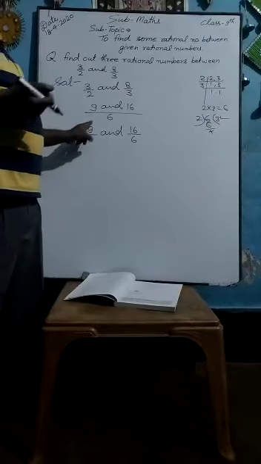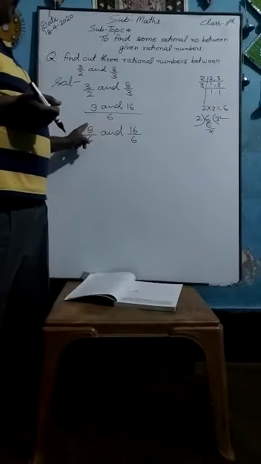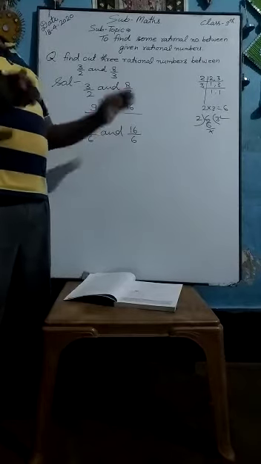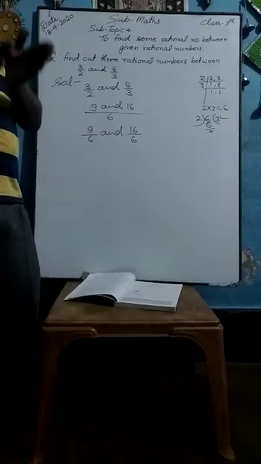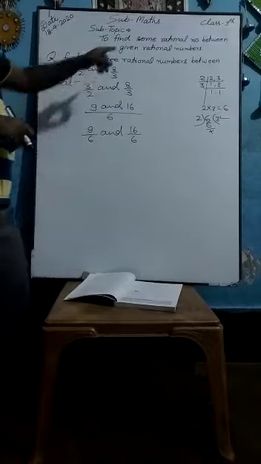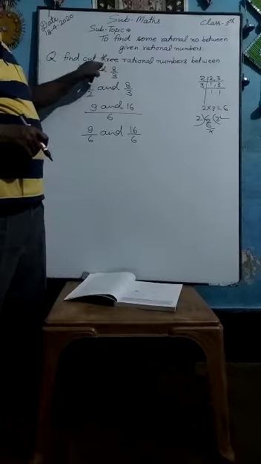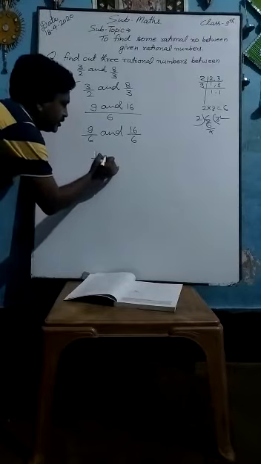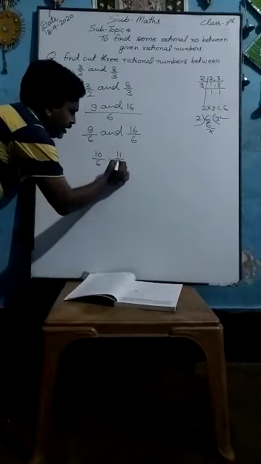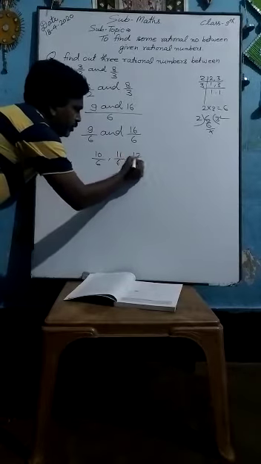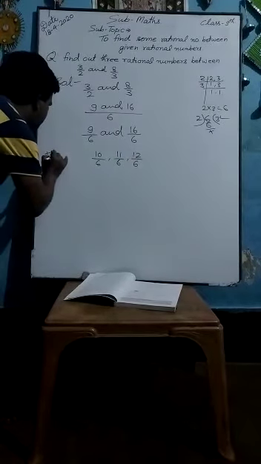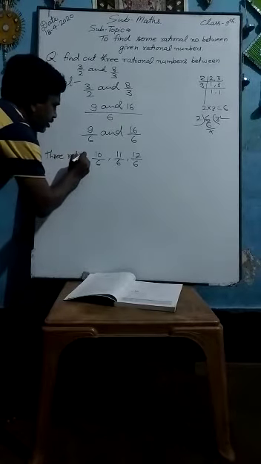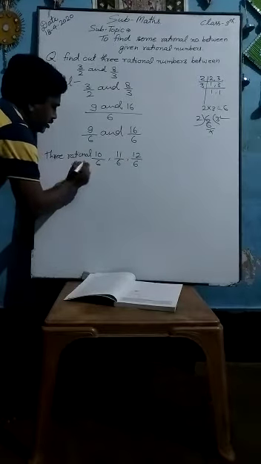Then between the numerators 9 and 16, you can write the numbers you need. You need only 3 rational numbers, so you can write any of these: 10/6, 11/6, 12/6. These are the 3 rational numbers.